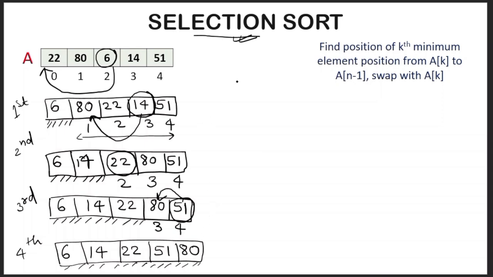So what is selection sort actually doing? It will first find the minimum element of the array and replace it with the first element of the unsorted array. Here 14 was replaced with 80 in the first pass. Here 22 was the smallest element, so it was not replaced. Then in the next pass 51 and 80 are swapped. Alright.